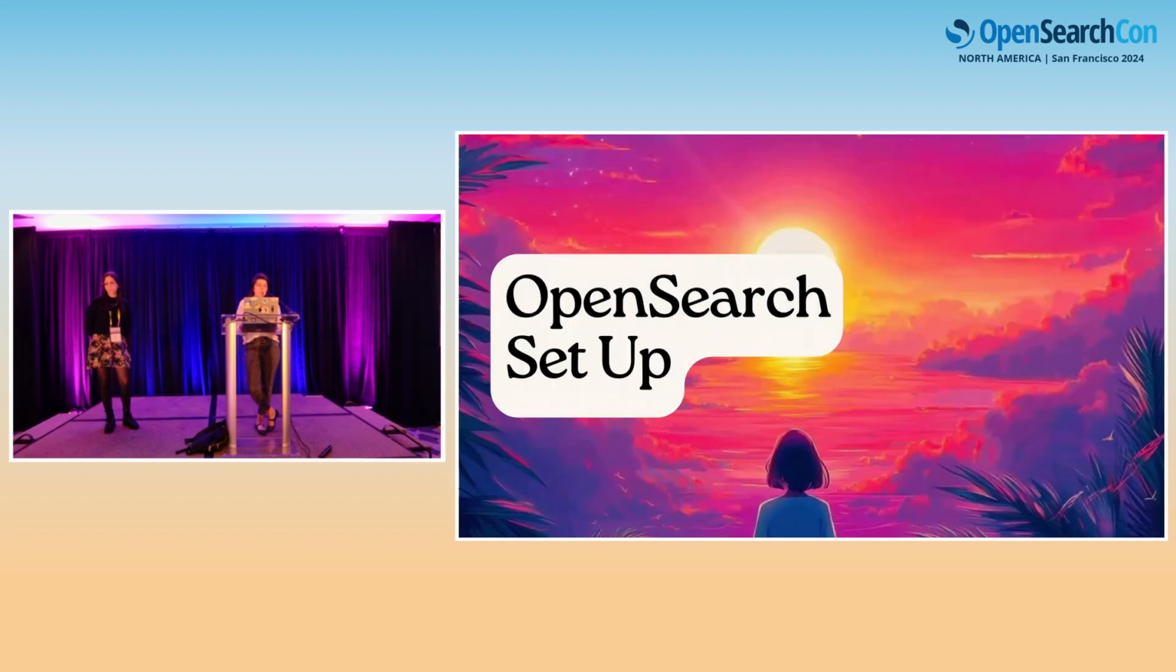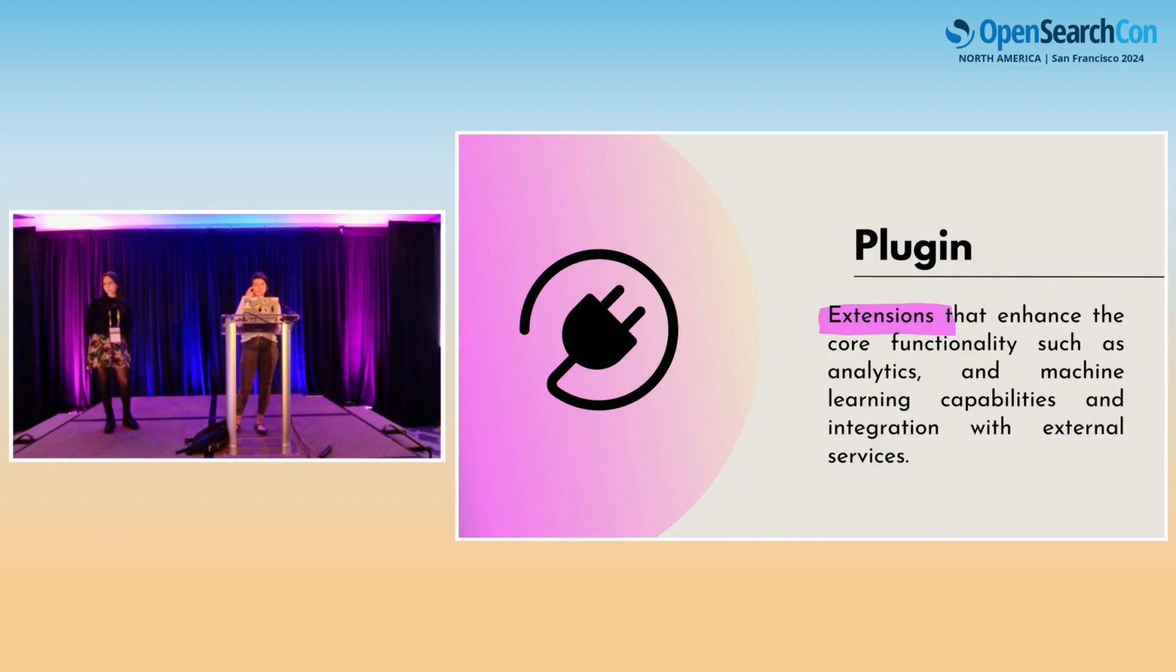But how basically can OpenSearch use it? That's why we need to have a look at the OpenSearch setup. As OpenSearch is quite a powerful application, it has a lot of plugins and capabilities. Basically, these plugins serve as extensions that enhance some core functionality, for example, for monitoring, for machine learning, for analyzing, and also integration with external services. In this case, we're interested in integration with external services.